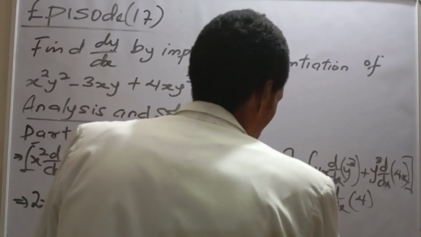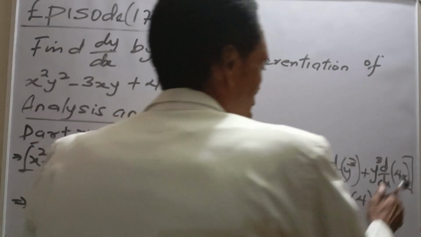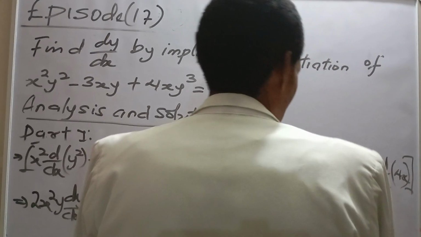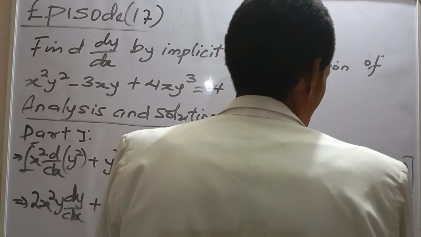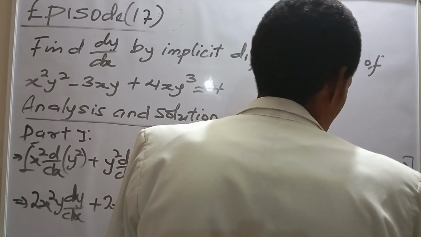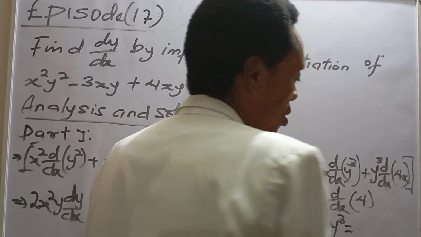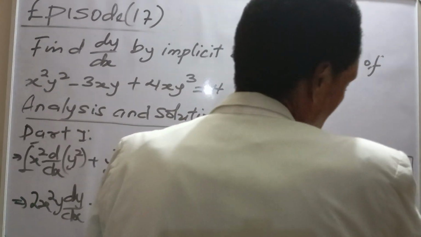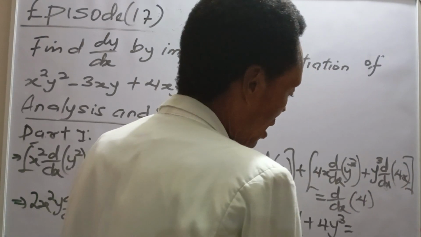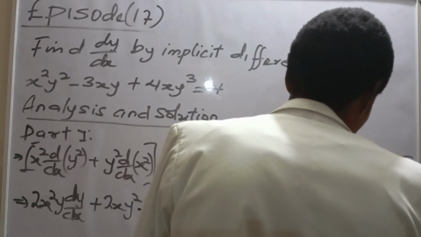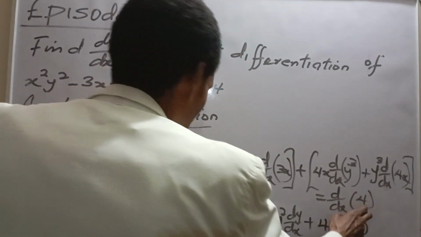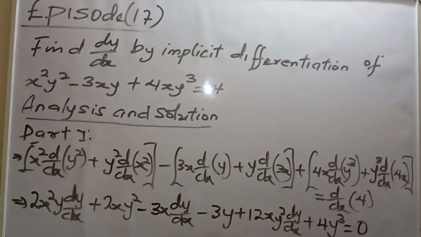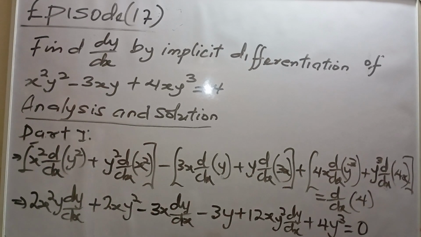Do you understand? Plus, coming to this side, differentiation of this one will give us what? 4 y index 3. You understand? Because differentiation of 4s will give you 4, and 4 times y index 3 will give you 4y index 3. Then equals to what? 0. Differentiation of a constant is always 0. So this is it. Understood? Yes, this is it.